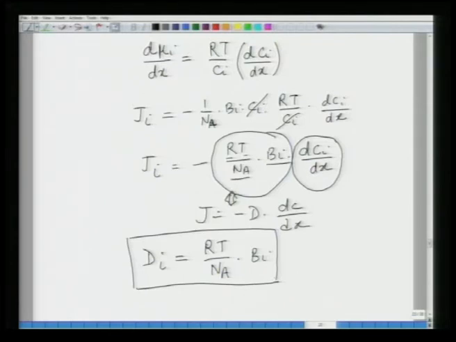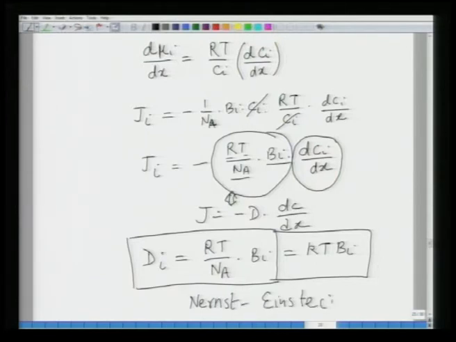So, these two properties can be related to each other, or alternatively you can write it as kT Bi, and this is called the Nernst-Einstein relation.